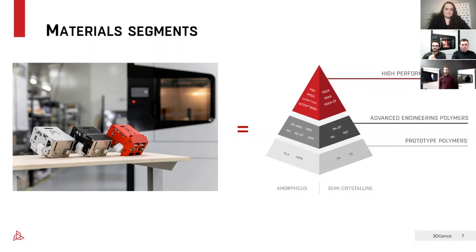Okay, let's carry on to the next slide. There is one thing we should also mention here. We specifically took ABS out of the prototype polymers and placed it in the advanced engineering polymers. We will explain why we did this. There is one very strong factor that's very important to that, but I believe Philip will cover that on a later slide. Exactly right.